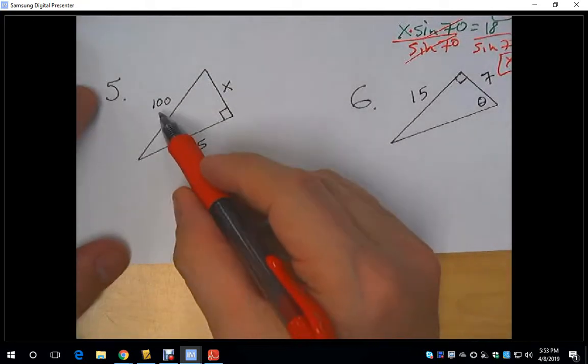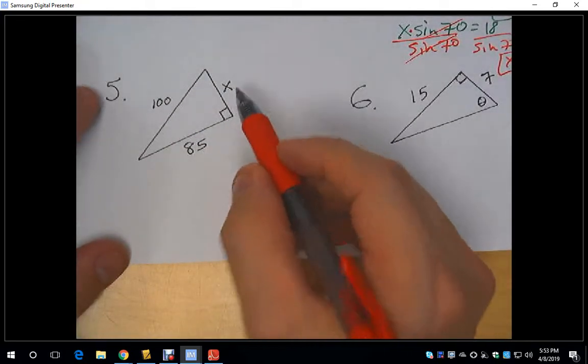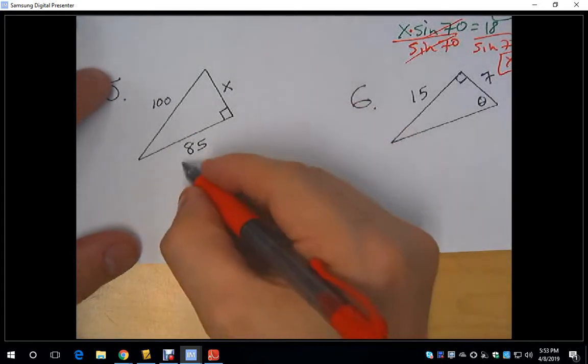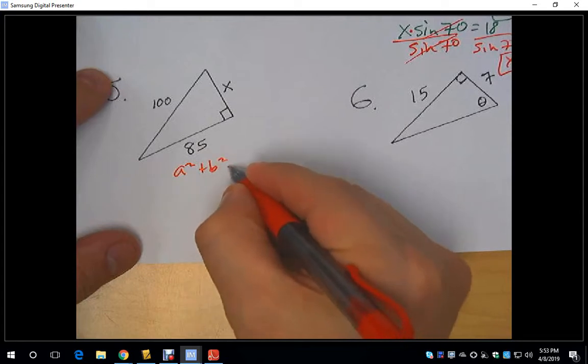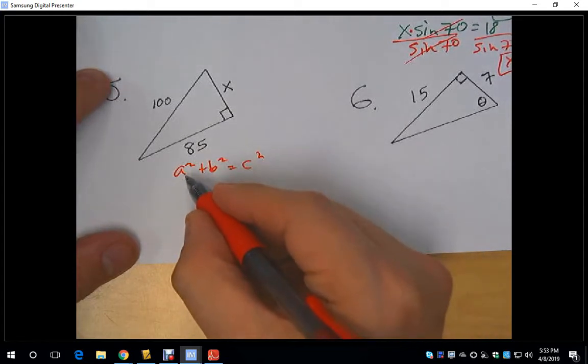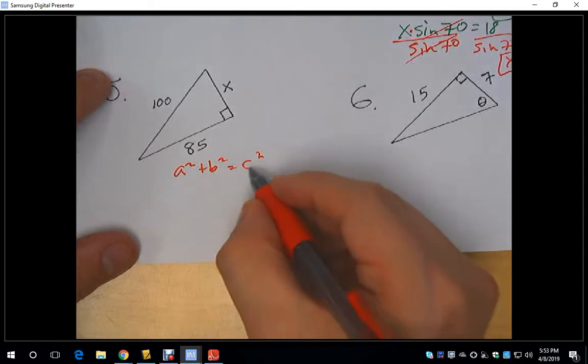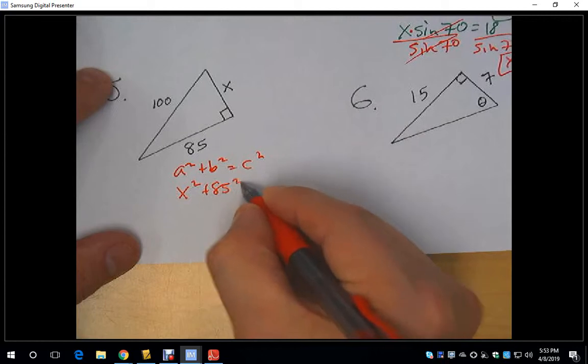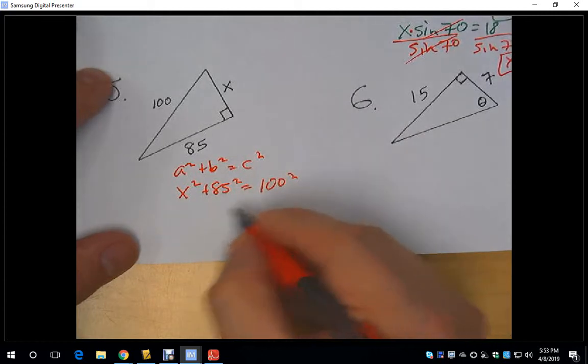Now, I'm given two sides of a right triangle, and I need to find the missing side. So the Pythagorean theorem should come to mind, a squared plus b squared equals c squared. So a and b don't matter, but the c is critical. The c has to be the longest side. So I have x squared plus 85 squared equals 100 squared.